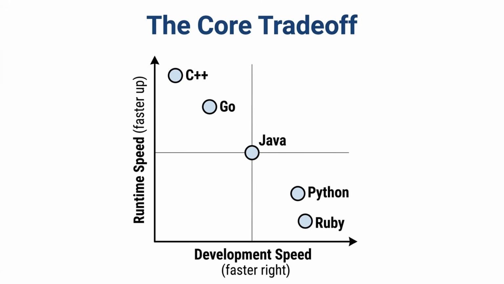Here's a core trade-off you'll see again and again. Compiled languages give you blazing fast runtime performance, great for systems programming, games, and performance-critical apps. But they have a slower development cycle because you have to compile before every test run. Interpreted languages give you faster development speed. Write code, run it immediately, see results. But at the cost of runtime performance. This is why Python dominates in data science and rapid prototyping, while C++ dominates in game engines and operating systems.